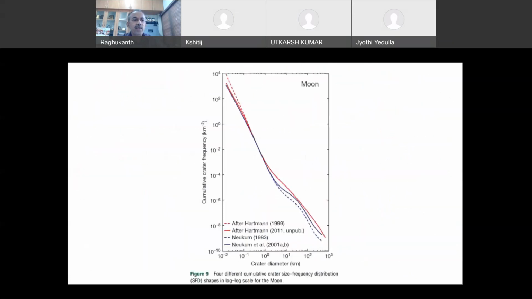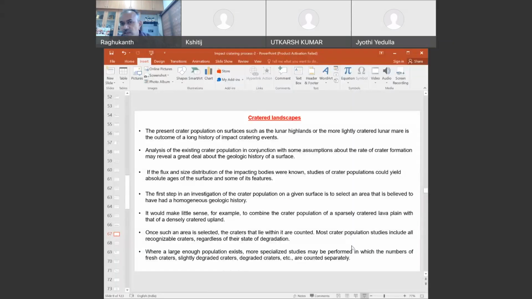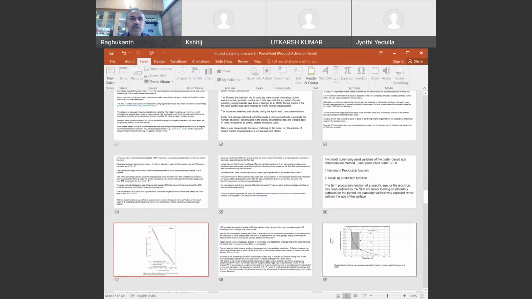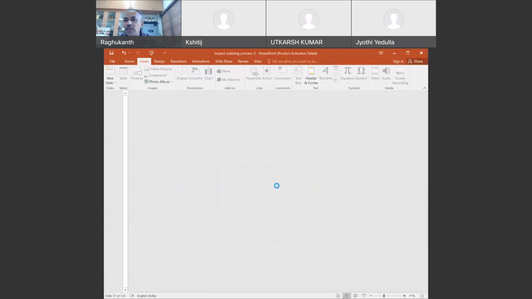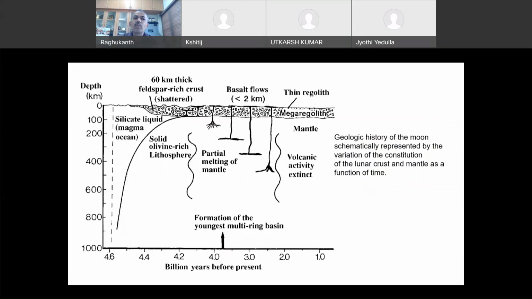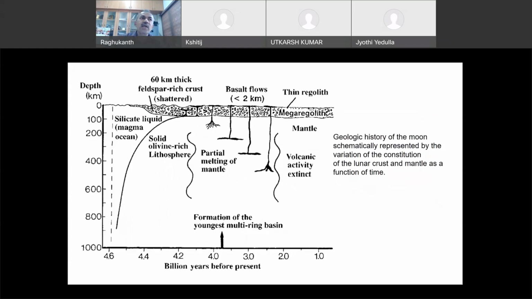Either maybe not be there. So this was a geological history. I think one slide was there. So this is a geological history of the Moon, basically, in billion years before present. You can see up to 4.4 billion years, or this range is there, or 4.6 billion years.